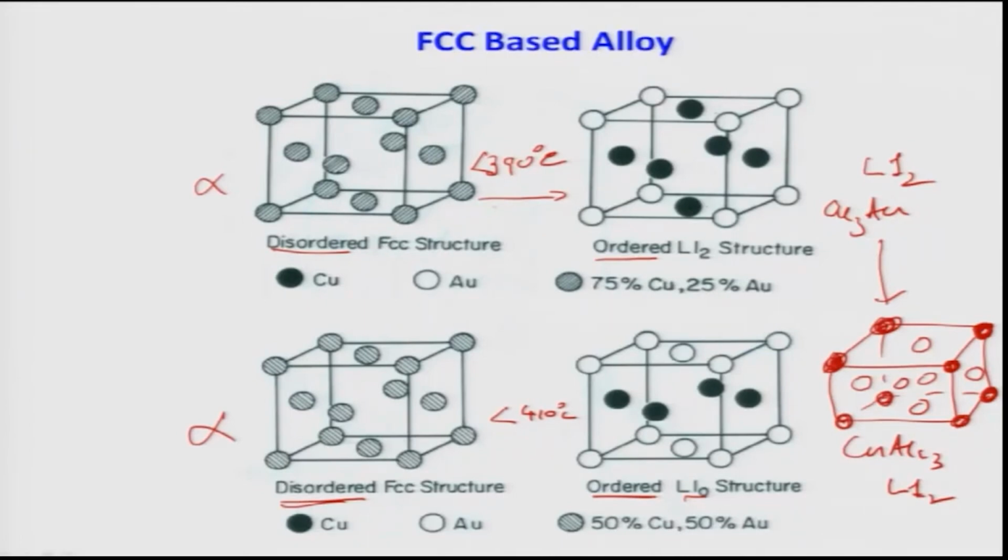If you look here, the nearest neighbors are all gold for these copper atoms. For this copper atom also gold. Similarly for the face center atoms, all the nearest neighbors are basically gold. So what does it mean? That means the bond type which is preferred in the ordered structure is distinctly different from the disordered structure.